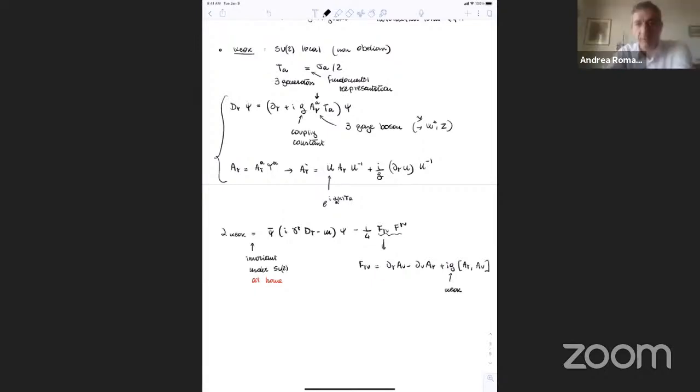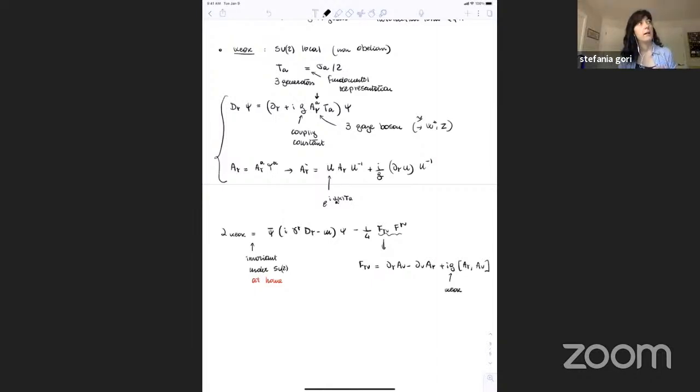Hello, please, Pinak. Hello, ma'am. Hey. Ma'am, what is the physical significance of adding this commutator term in this F mu nu for SU2 local invariance? Oh, very good.